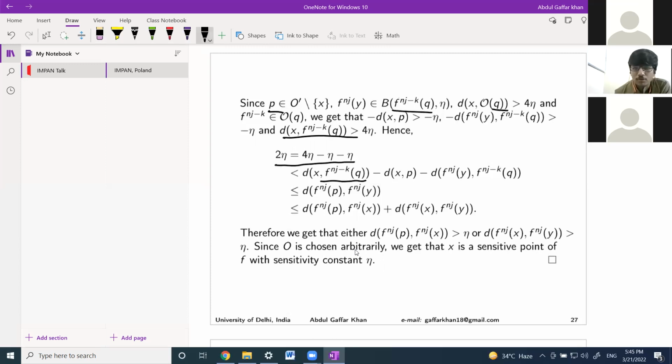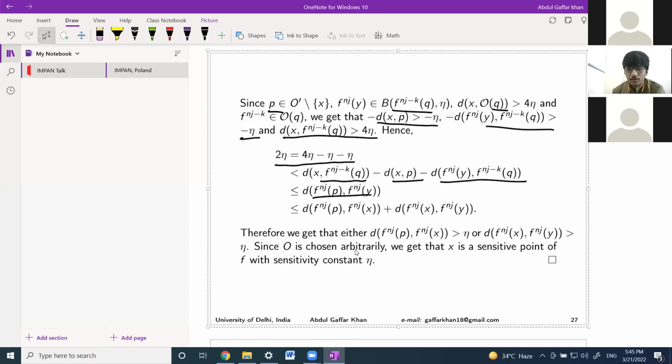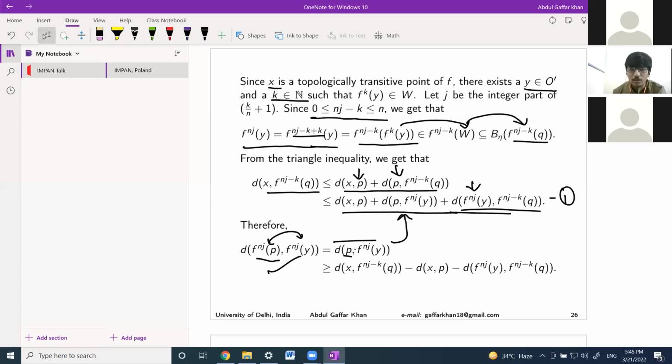This follows from the following observation, and this follows from the fact that the distance between x and P is less than η, so this will hold. Similarly, this quantity will come because of this fact. So this is nothing but this, as we have seen in the last inequality here, this one.